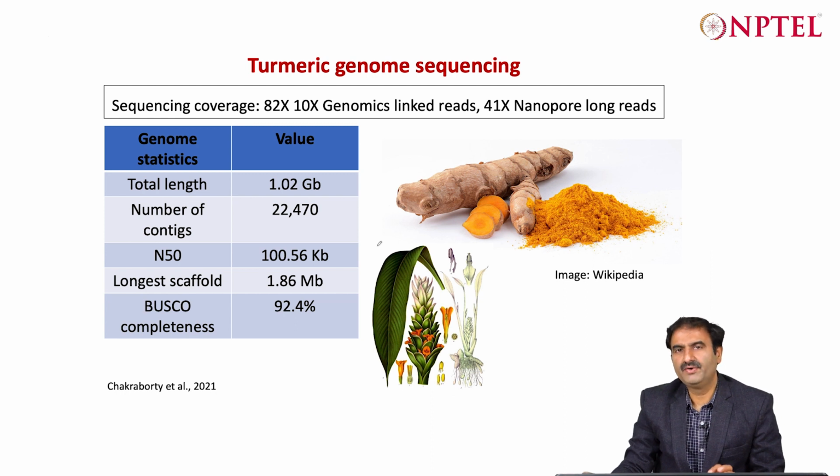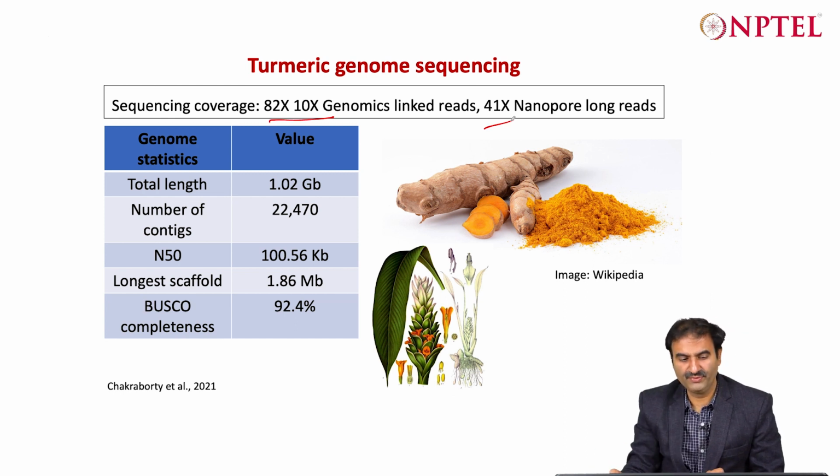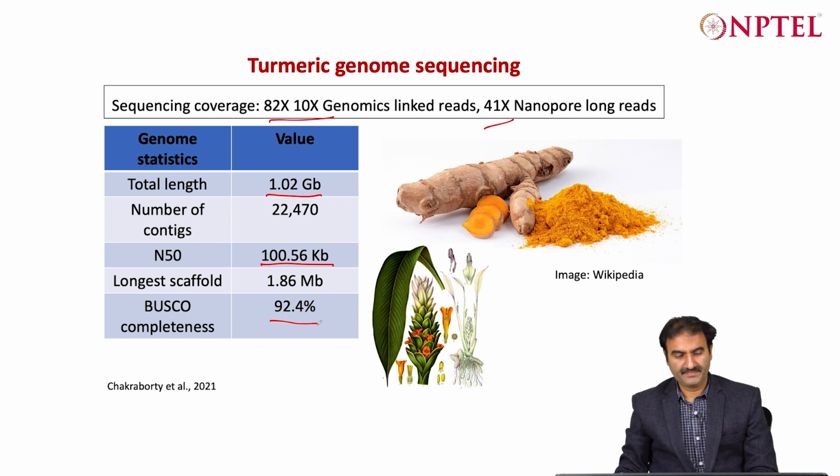Turmeric genome, which is about 1.3 GB in size. Basically, a combination of link reads and Nanopore reads were used to cover the genome of about 1 billion base pairs, and the N50 value was about 100 KB, which is lower because it is a slightly older genome. But the BUSCO completeness was 92% in this case.